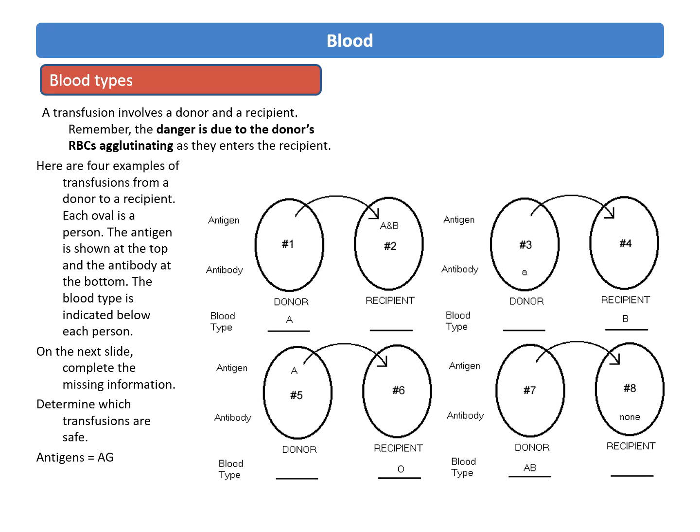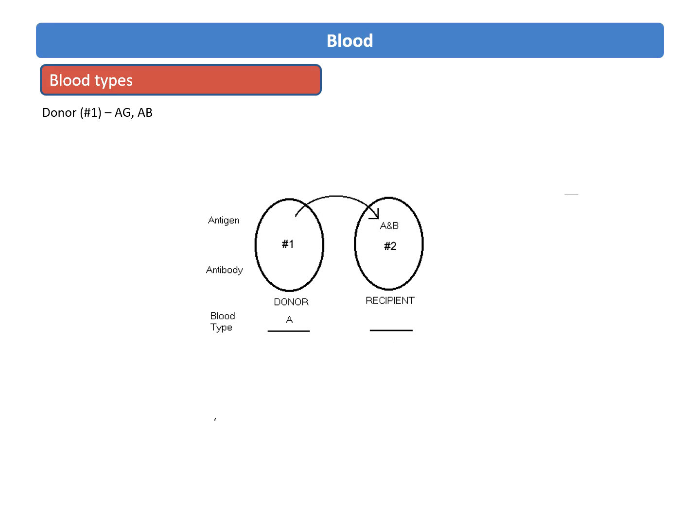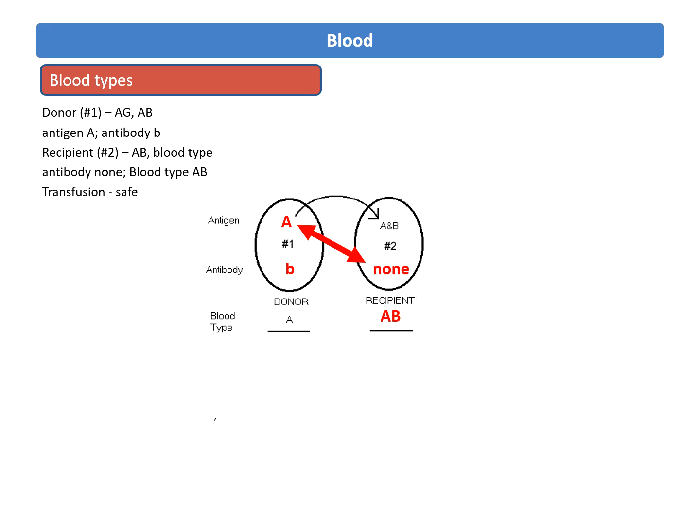Antigens, again, we use the symbol Ag, and for antibodies, we use the symbol Ab. Person number 1 is the donor. This person has blood type A, therefore this person has antigen A and antibody B. Person number 2 has antigens A and B, therefore this person must have no antibodies and has blood type AB. Is this transfusion safe? Of course it is. You can't have a reaction between something and nothing.